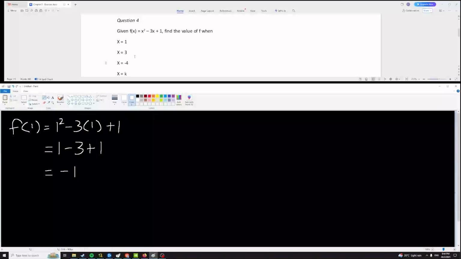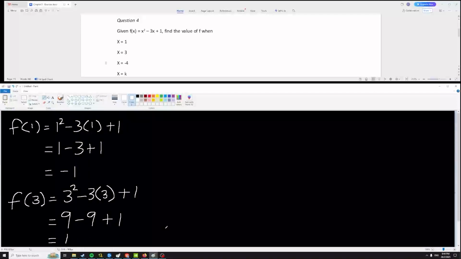Okay, then moving on to the next one, x is 3. 3 to the power 2 is 9, negative 3 multiplied by positive 3 is negative 9. And plus 1, we get 0, this becomes 1.